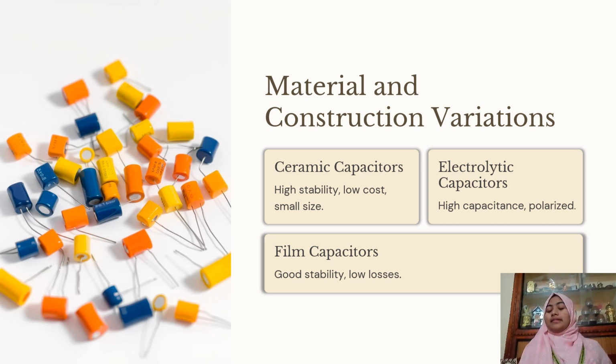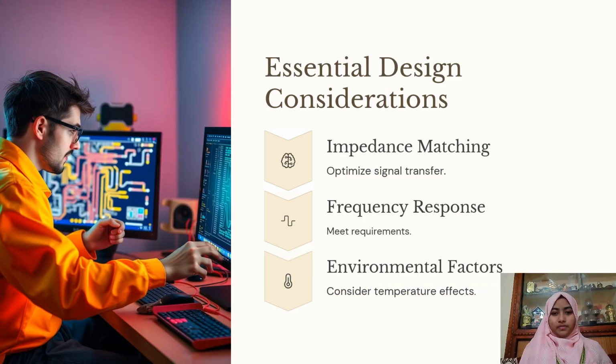High capacitance is the major point for using electrolytic capacitors, because capacitance value is the key parameter in the performance of these capacitor filters. Next, film capacitors also have good stability and low losses. If we have low losses, then we get more profit. This is also a main advantage of material and construction variations in capacitor filters.